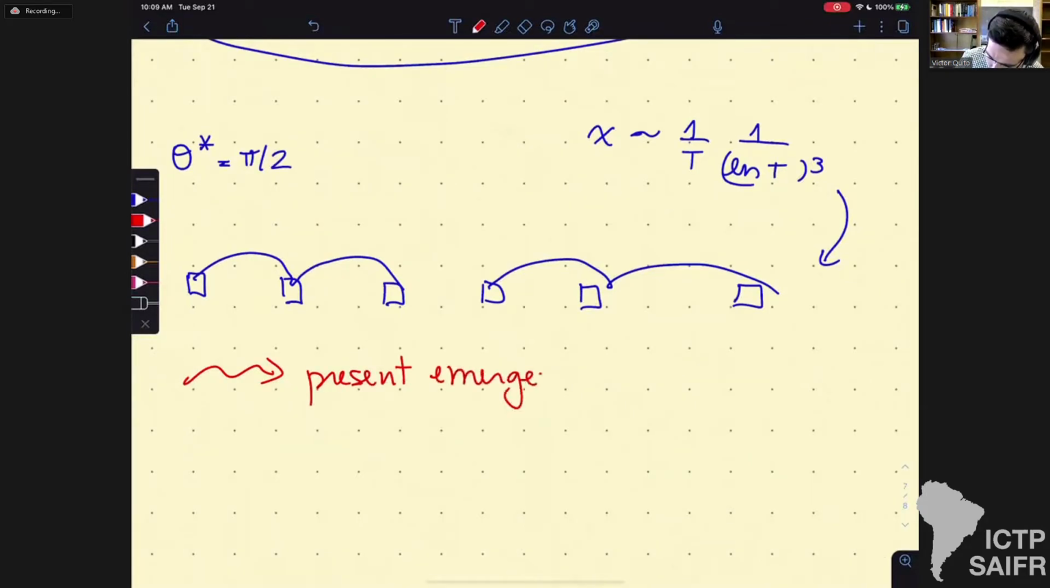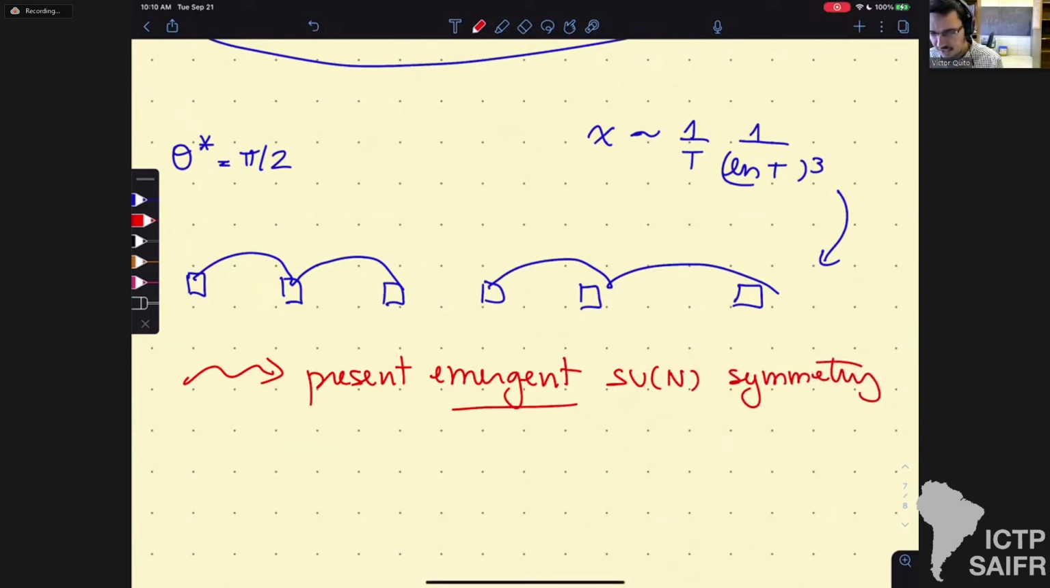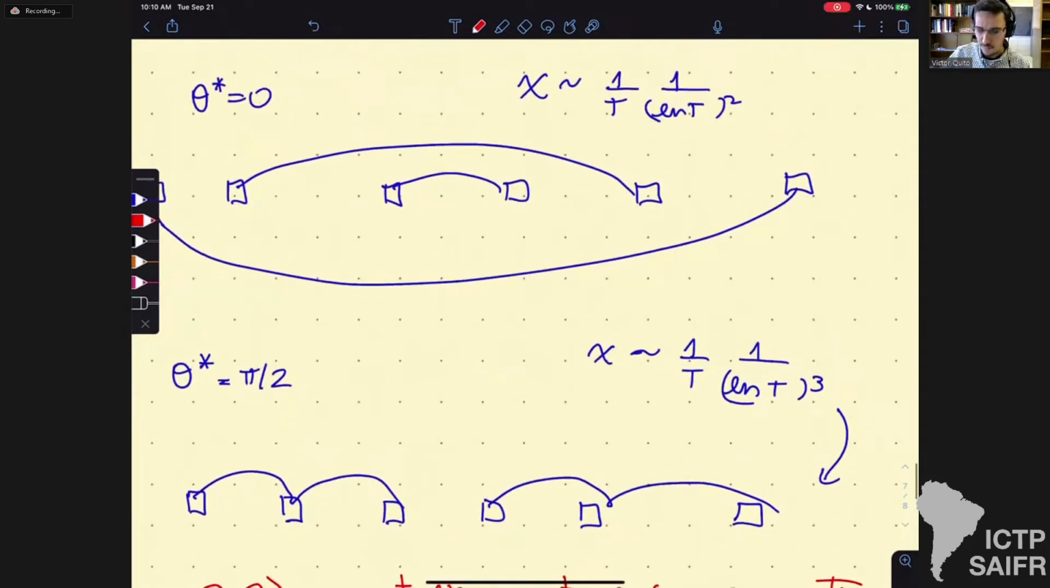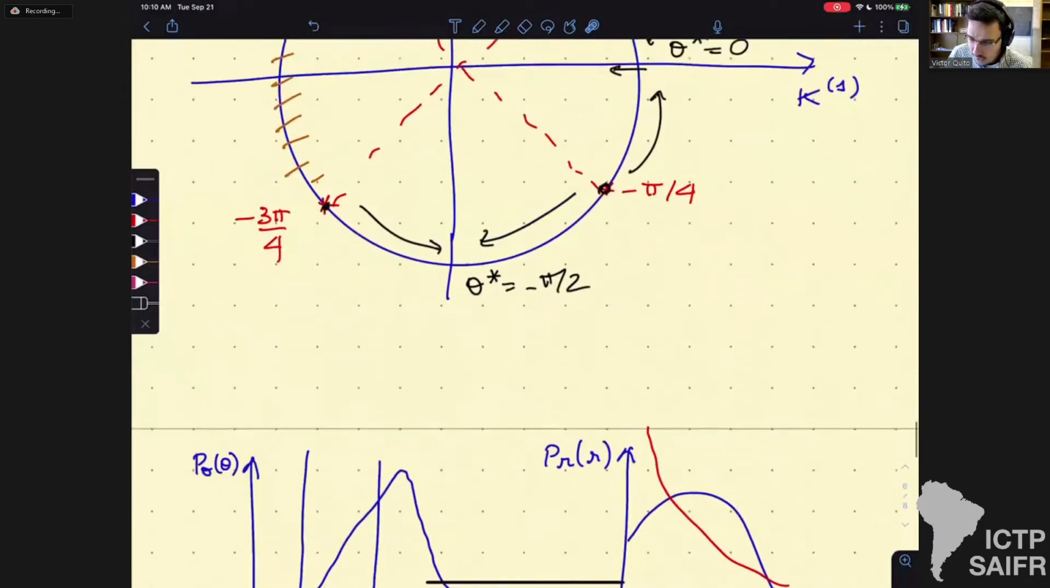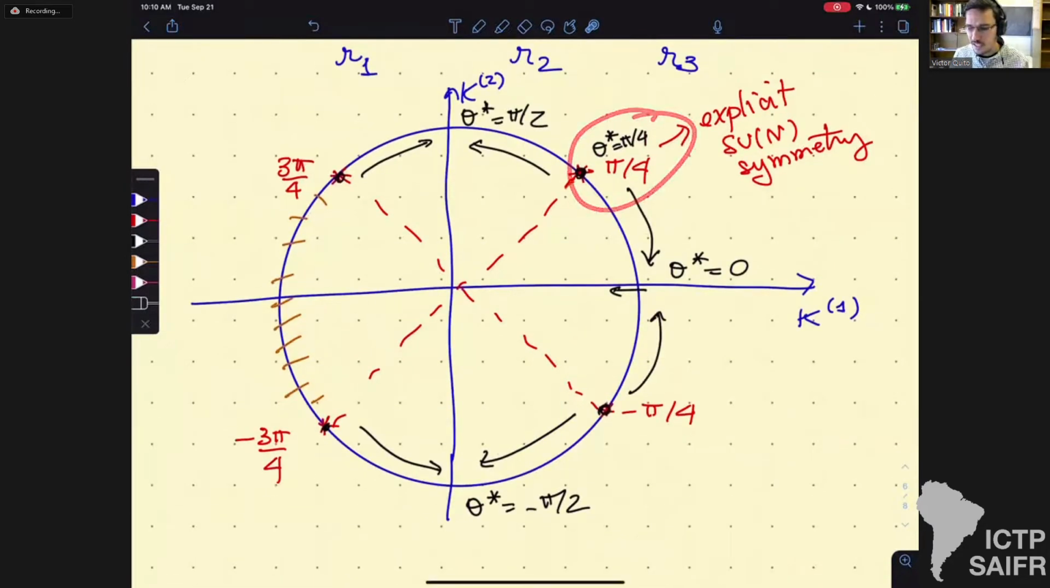But what is remarkable is that both these cases still present emergent SUN symmetry. This conclusion comes from 2 points. The first point is that the singlets that we form here do not depend on the angle. So the SON and the SUN singlets are the same. If we start with this point, which has explicit SUN symmetry, and solve the problem here, you're going to get the soup of singlets.